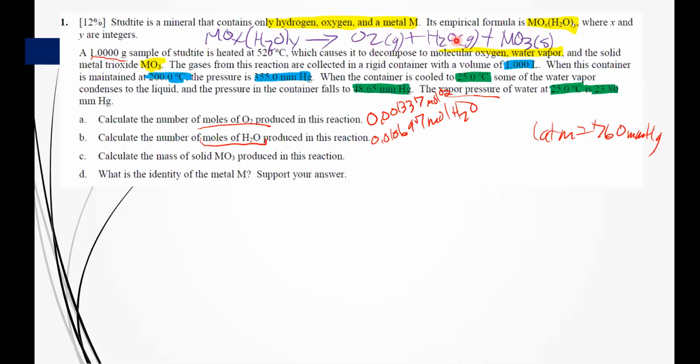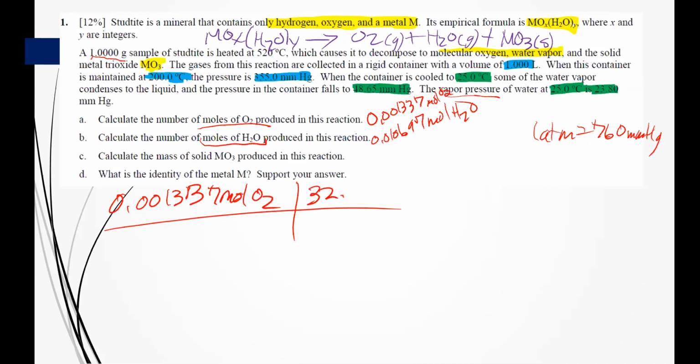So if we know the moles of them, can we figure out how much those weigh in terms of grams? We should be able to. What we want to do is turn them back into grams. So that's going to be their molar mass. So O2 is 32 grams per mole. Our water is 18.